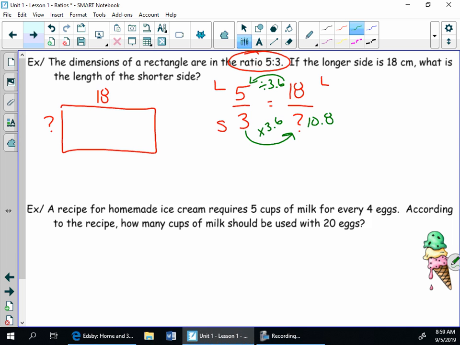Now because this is a word problem, we should use a word answer. So we're going to say the short side is 10.8 centimeters. So we're done. Okay, let's try the next one yourself. Pause the video, see if you can figure it out.